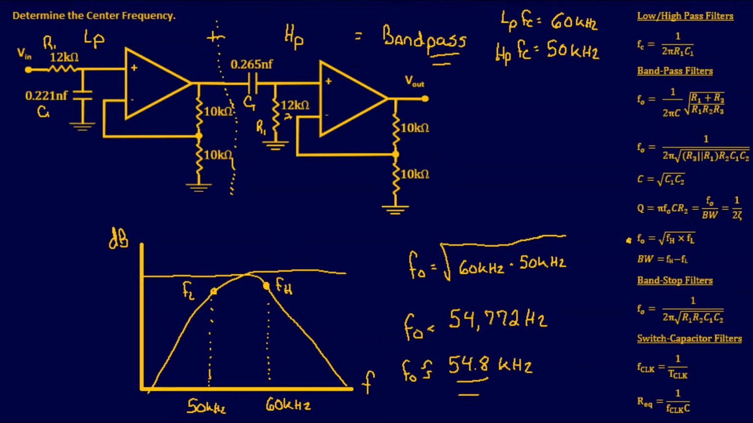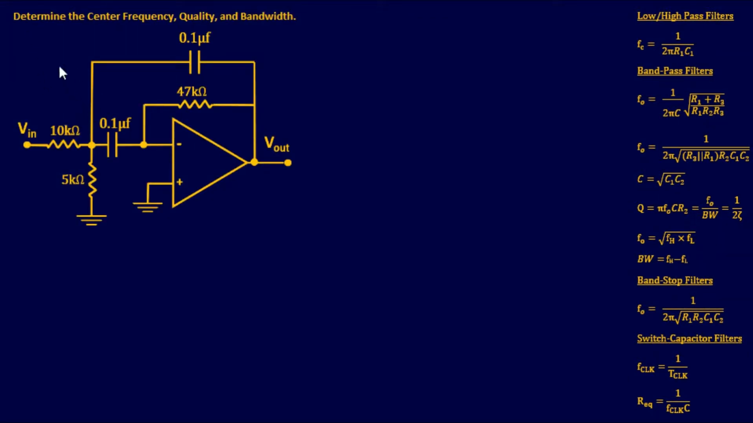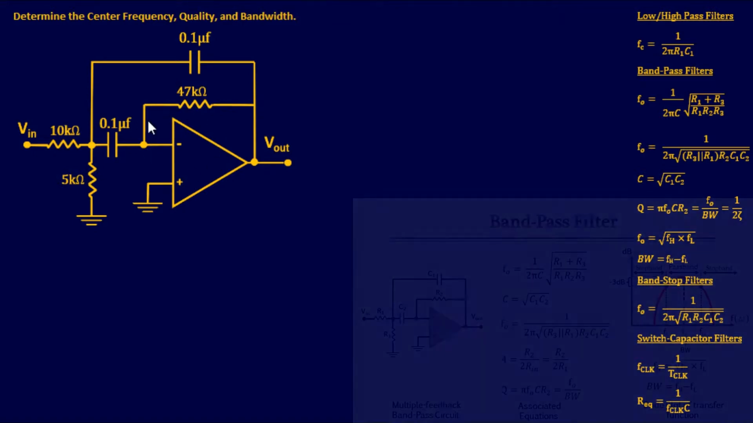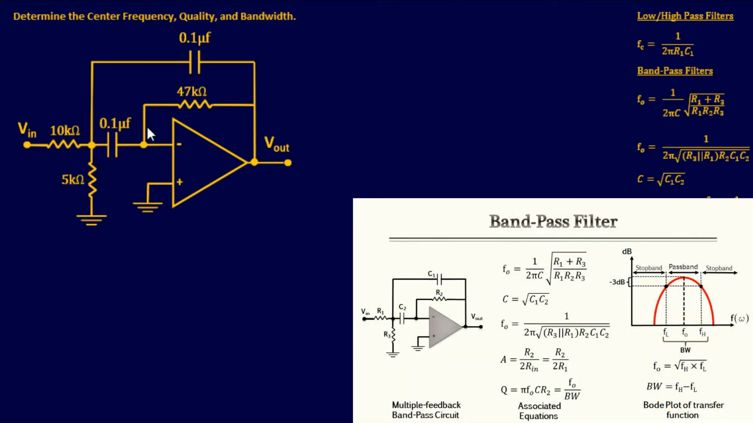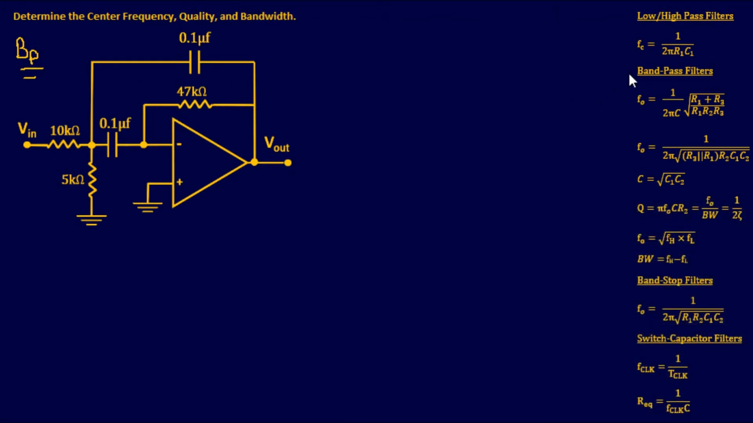Let's do another example. For our second example here, we want to determine the center frequency, the quality, and the bandwidth for this particular circuit right here. By looking at the configuration of the circuit and referring to the PowerPoint, we can identify right away that this is a bandpass filter. And by doing that, we can determine which equations we're going to use to find our variables.